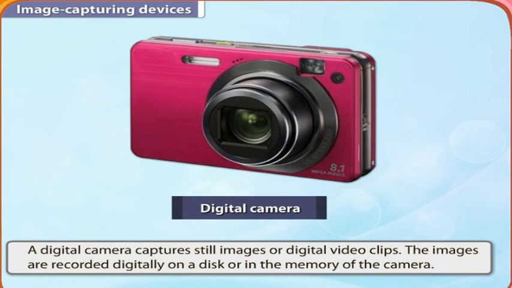A digital camera captures still images and digital video clips. The images are recorded digitally on a disc or in the memory of the camera. Pictures can be taken and viewed immediately. The pictures can be uploaded and saved on a computer.